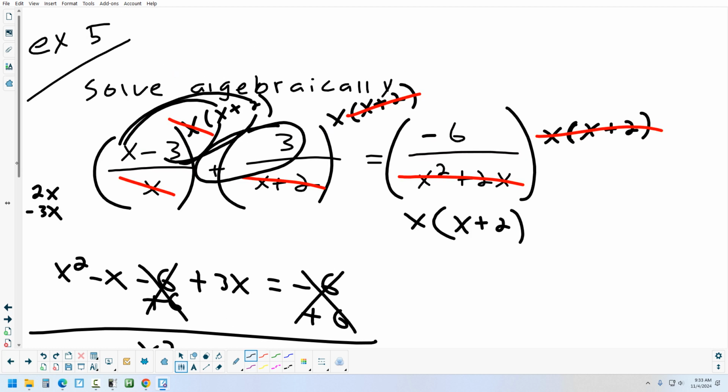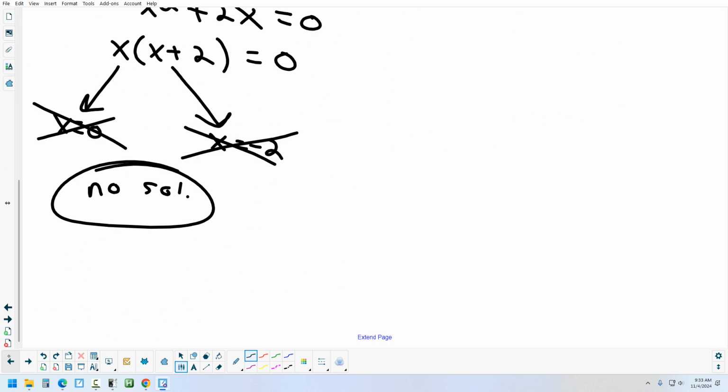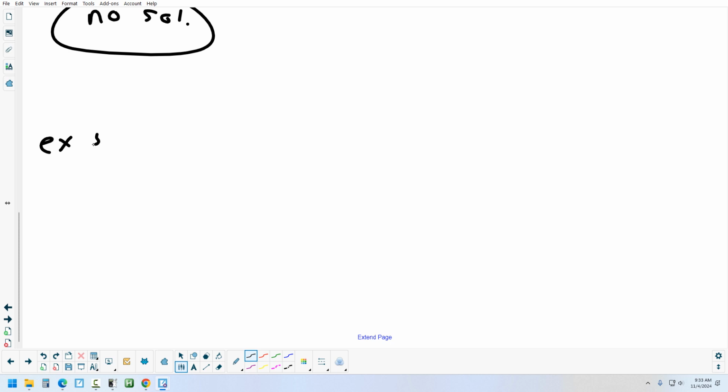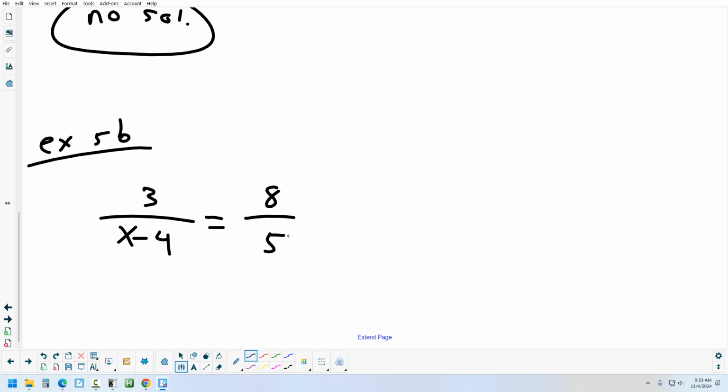Let me make one up, so let's just call that 5A. Let me make one up that's a little simpler because some people get confused with the real simple ones. So you had 3 over x minus 4 equals 8. It's still the same idea. Actually, let's even make that a fraction. You still end up multiplying everything by the denominators to make them all cancel out. So what are my two denominators here? X minus 4 and 5.